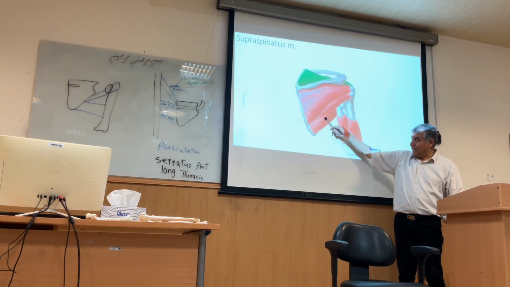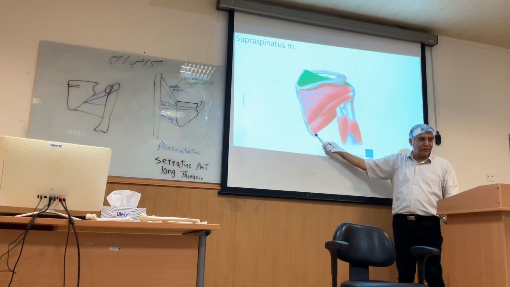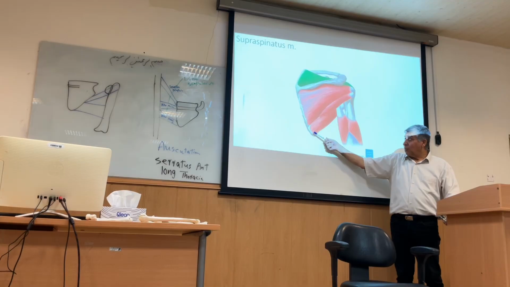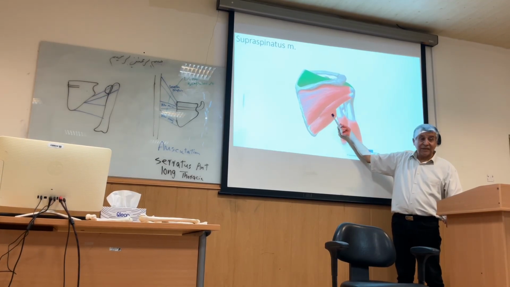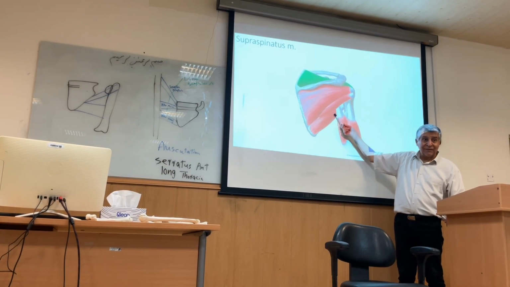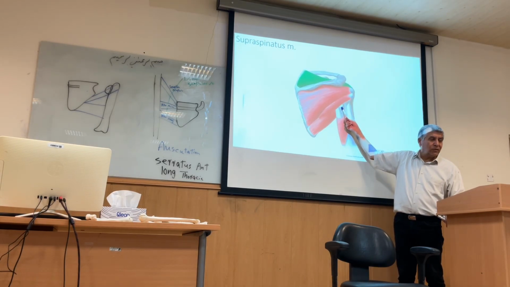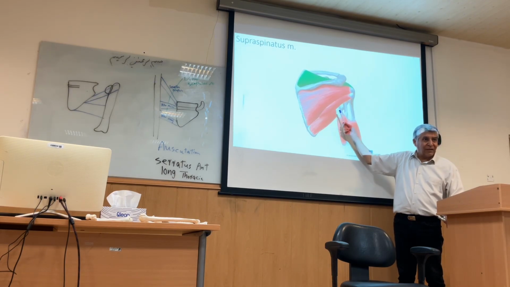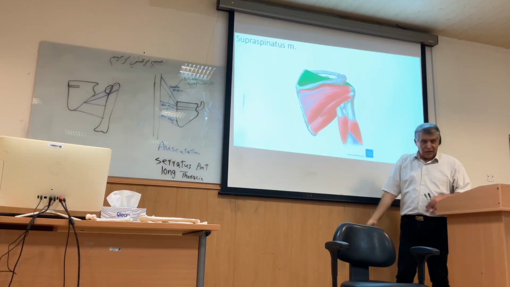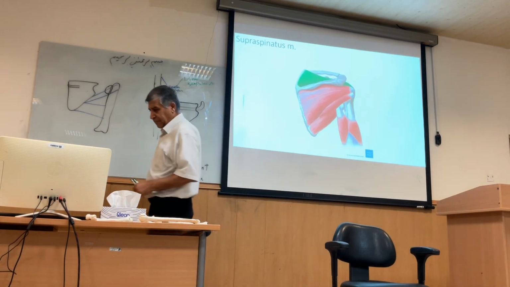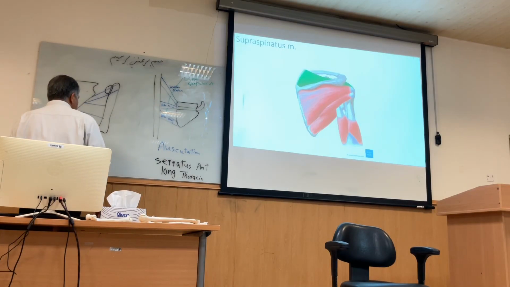Teres major originates from the lateral border of the scapula and the inferior angle. It moves laterally and anteriorly. The tendon of this muscle inserts into the medial border of the intertubercular groove. Okay?